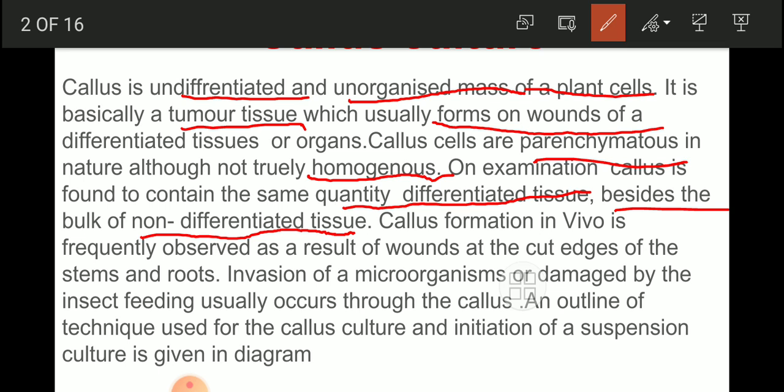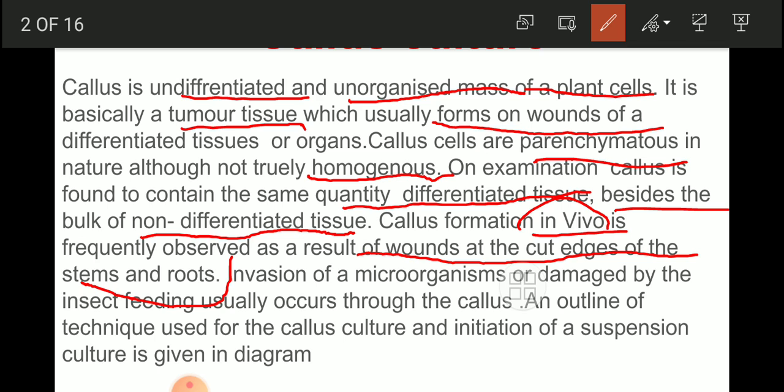Callus formation in vivo is frequently observed as a result of wounds at the cut edges of the stems and roots of plants. In vivo means in nature, and in vitro means in the test tubes. So in vivo, in nature, we can find callus formation, and that callus formation is possible to see on wounds at the cut edges of the stems and roots.